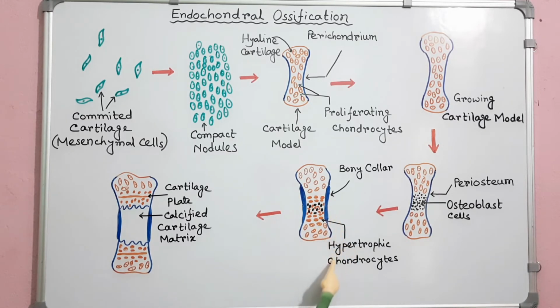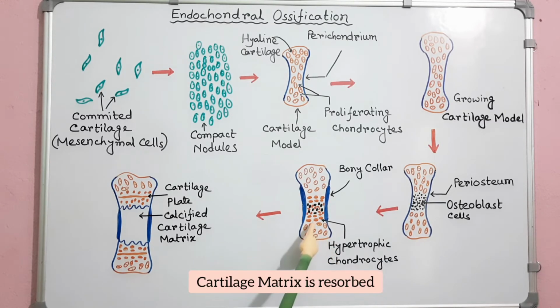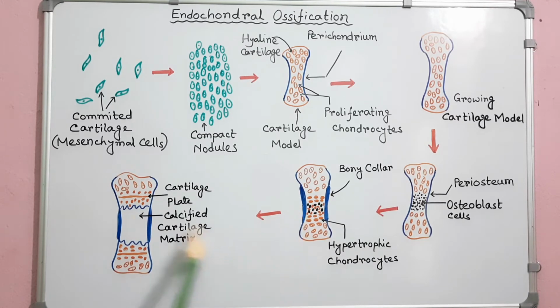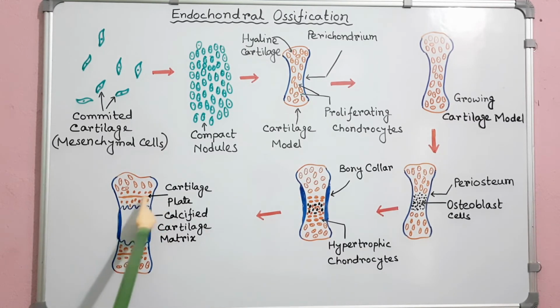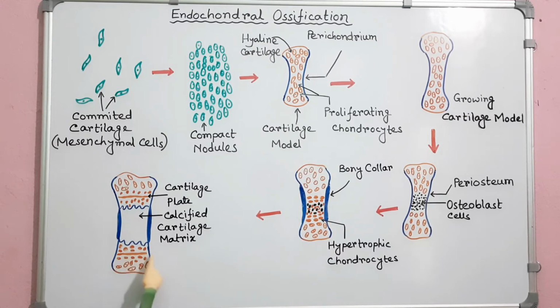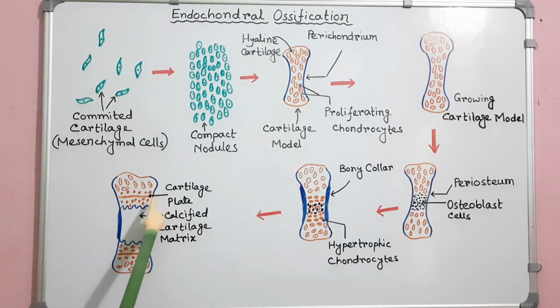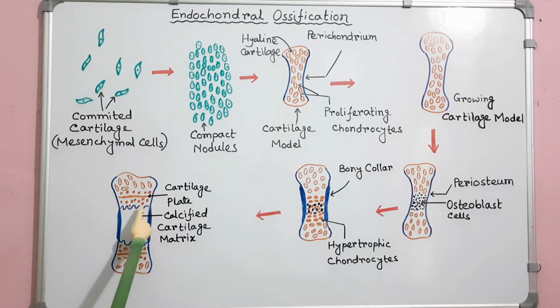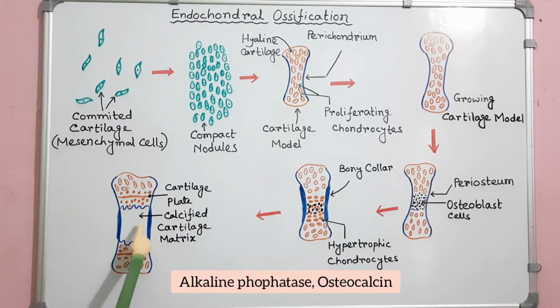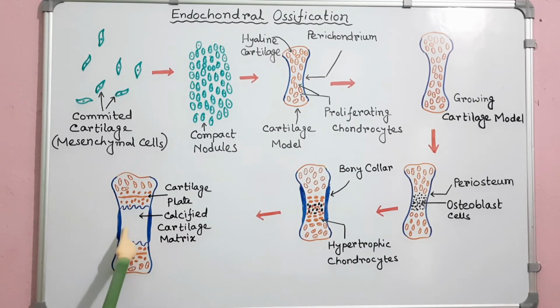As a result, the local chondrocytes in the mid-region of the cartilage model become hypertrophic. As the chondrocytes enlarge, their surrounding cartilage matrix is resorbed. As a result, thin, irregular cartilage plates are formed between the hypertrophic cells. The hypertrophic cells begin to synthesize alkaline phosphatase and osteocalcin, which initiate the calcification of the surrounding cartilage matrix.